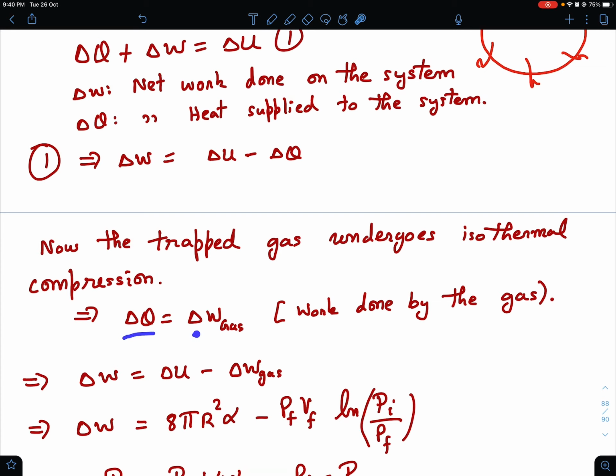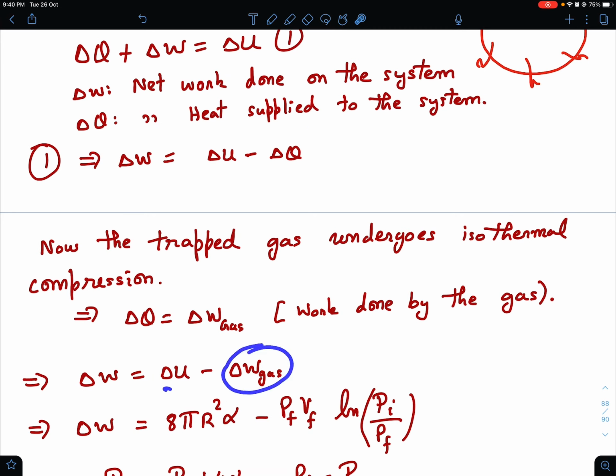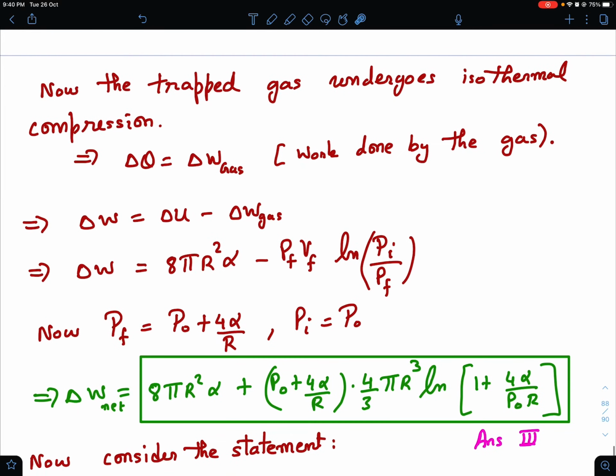So delta Q is work done by the gas, that's what I've written. And delta W therefore becomes delta U minus work done by the gas. Just rearrange this equation. Now work done by the gas is fairly simple. Net work done by the gas is undergoing an isothermal compression. And delta U is only the delta U of the membrane, so that is 8 pi r square alpha.